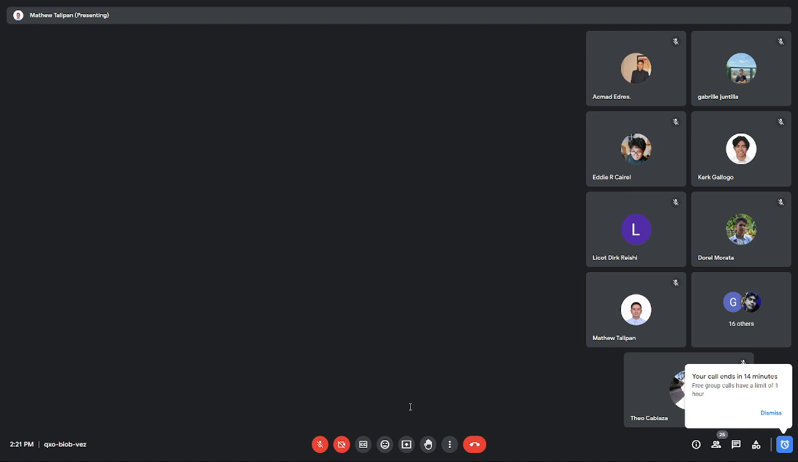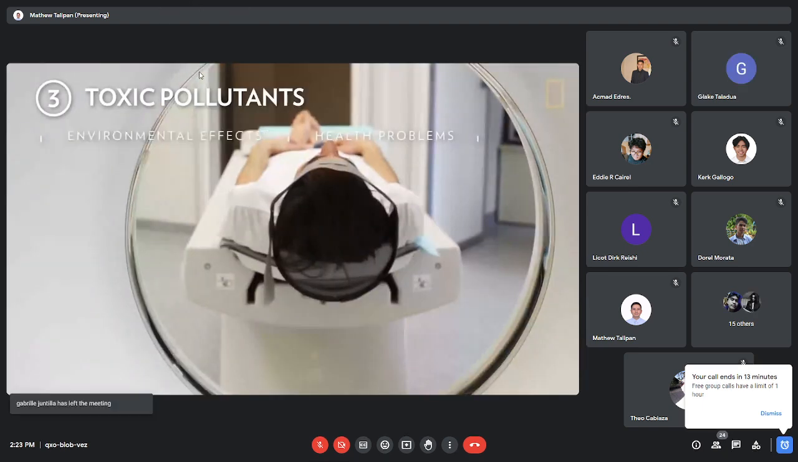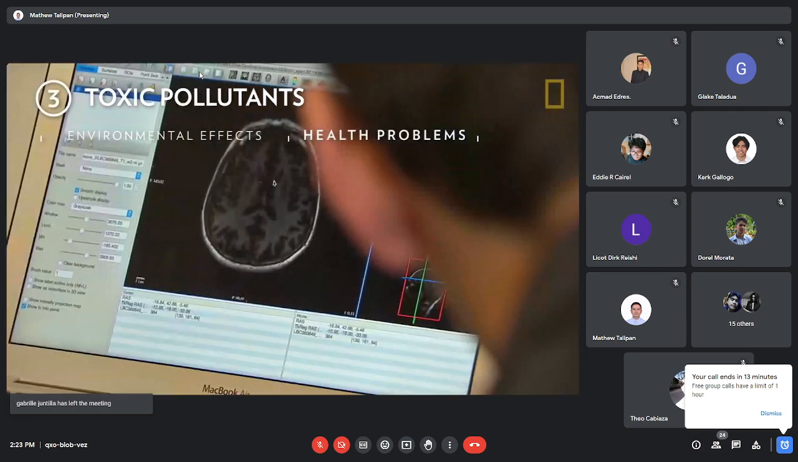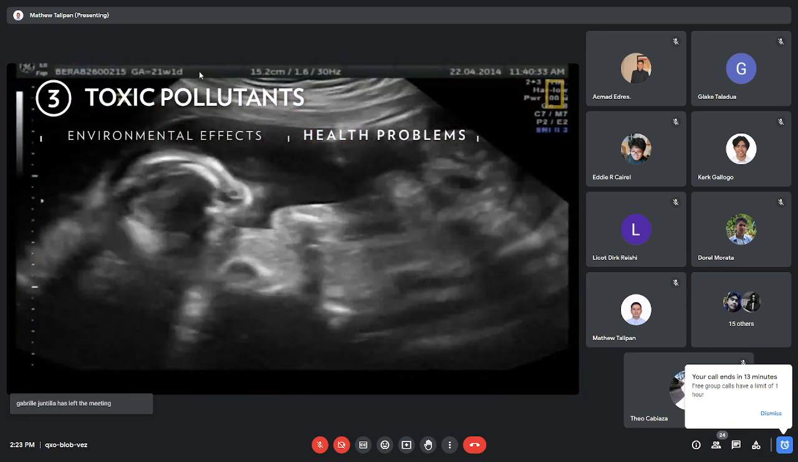Another category of air pollution is toxic pollutants. These are chemicals such as mercury, lead, dioxins, and benzene that are released during gas or coal combustion, waste incineration, or burning of gasoline. In addition to adverse environmental effects, toxic air pollution can cause serious health problems such as cancer, reproductive complications, and birth defects.